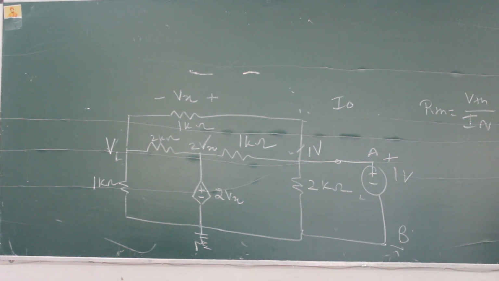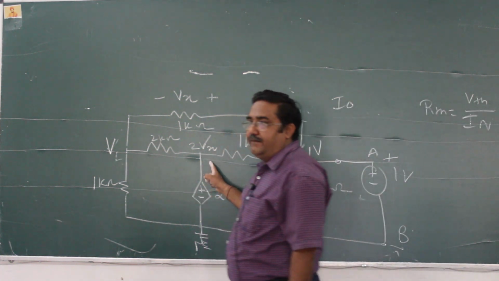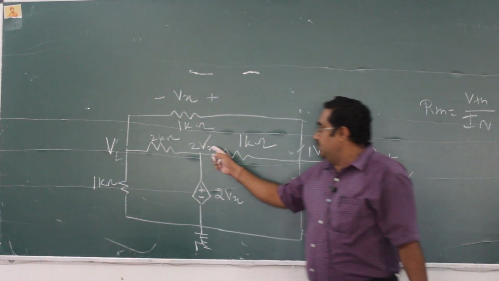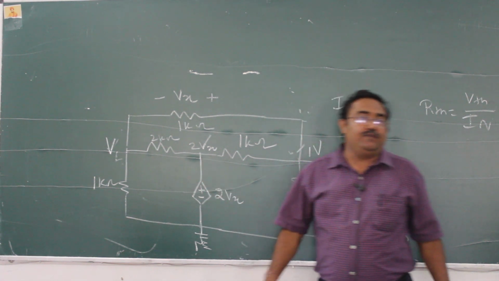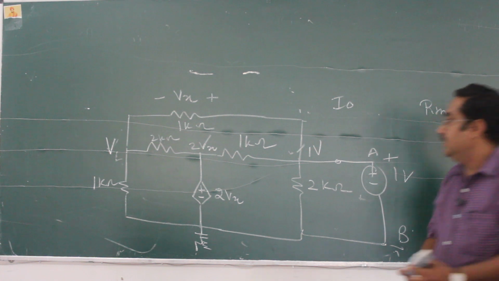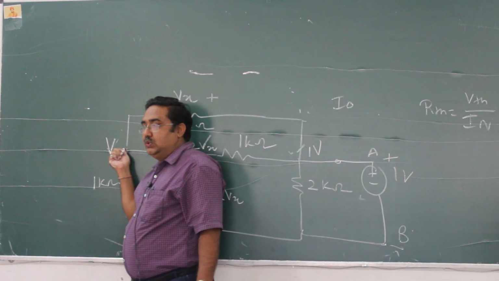Nodes will remain as they are. There are 4 nodes, one has been made ground, and of the remaining values we have only one unknown, V1. This is 2Vx and this is 1 volt. Though Vx is also an unknown. Is it clear? Now what will we do? Apply KCL at this node.